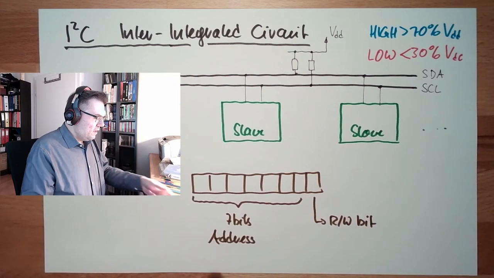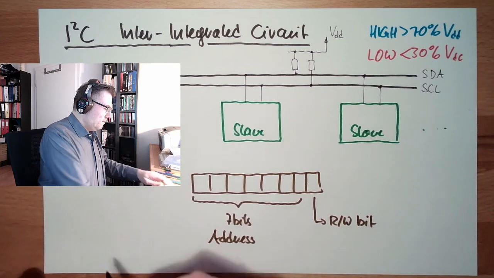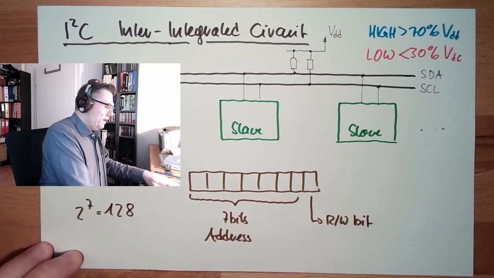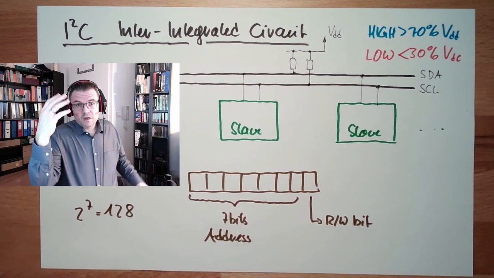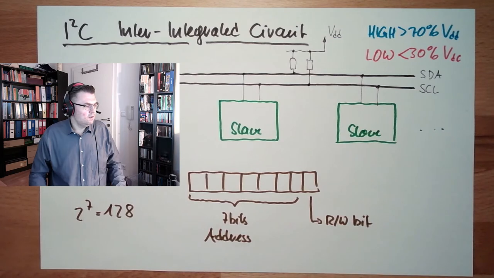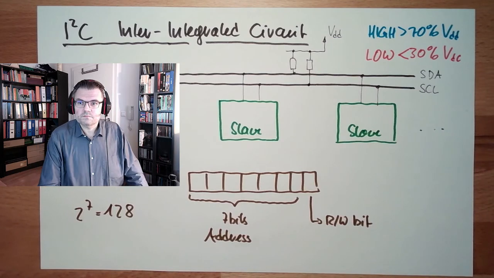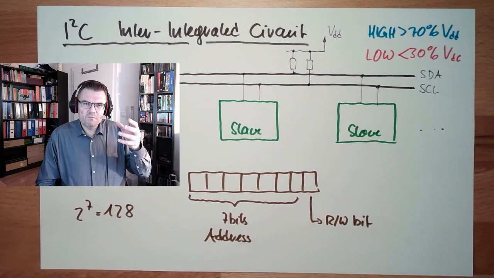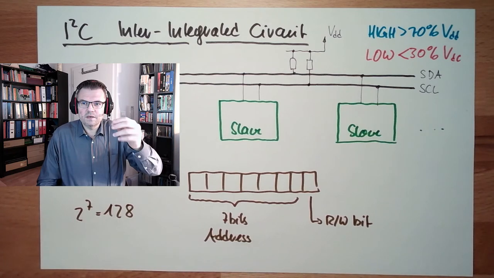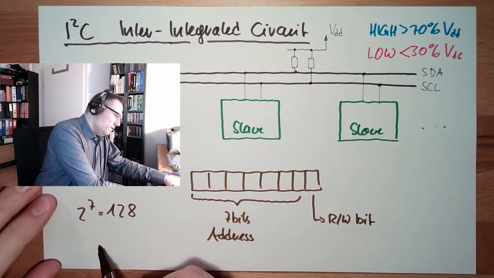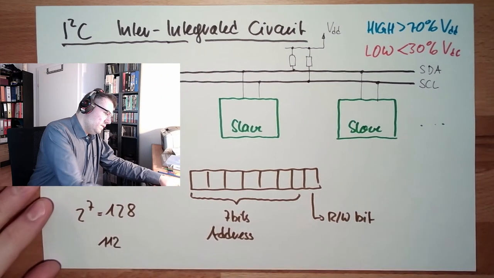2 raised to the power of 7 would be 128. So we would assume that we can address 128 different slaves. However, 16 of those combinations are meant for special purposes. So we can only address 112 different ICs.